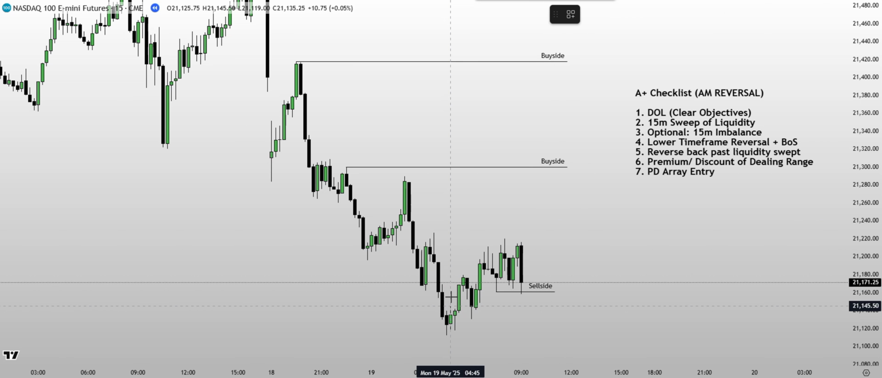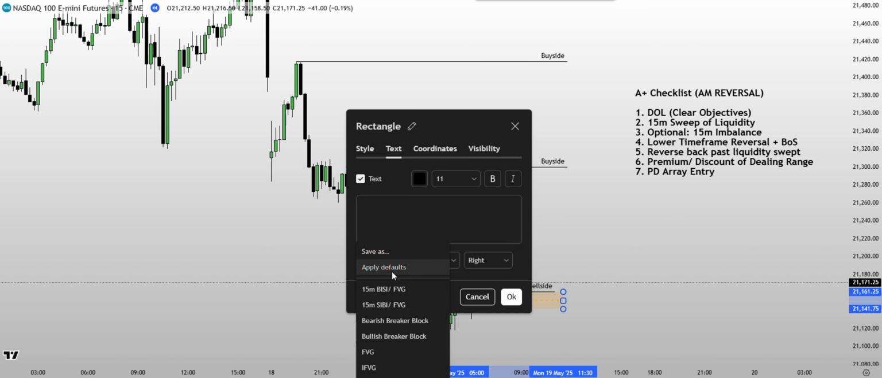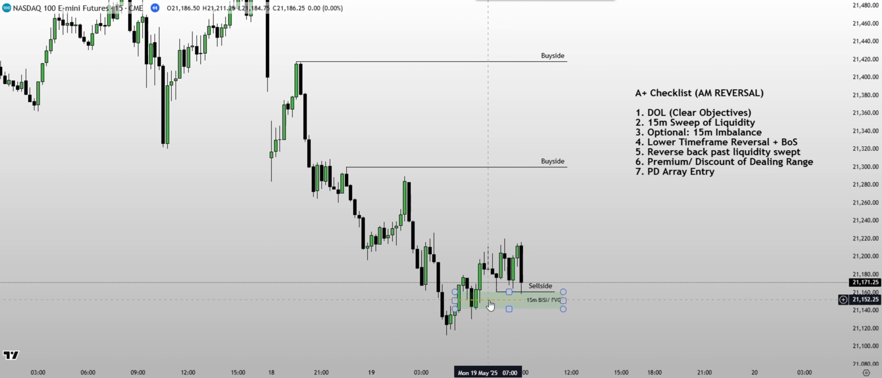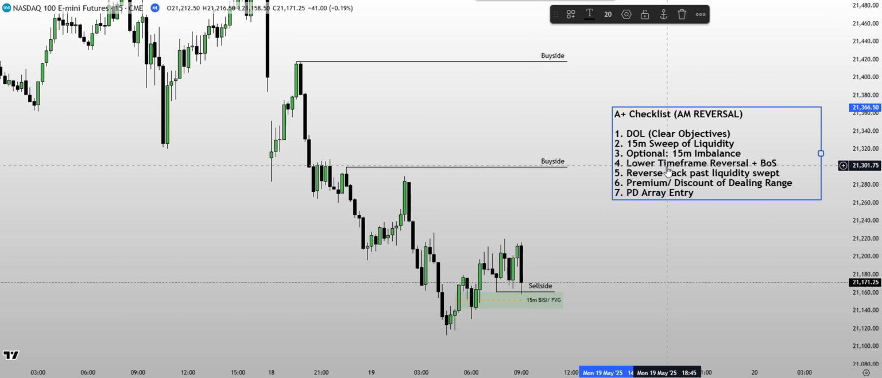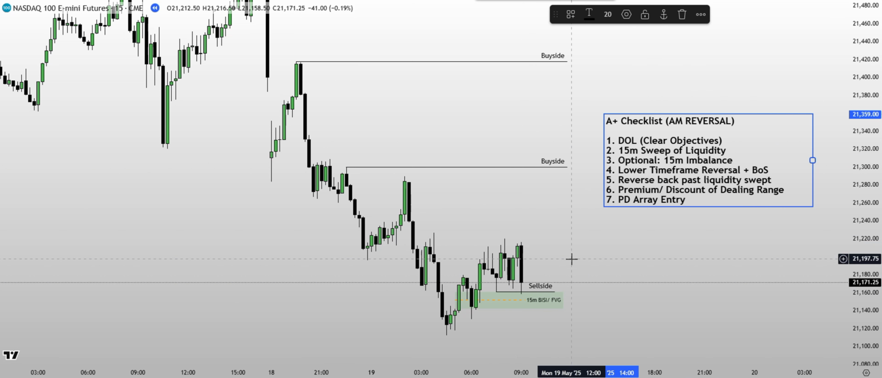What else do we have? We do have a bullish imbalance on the 15-minute that has been respected. Right now, it has been respected this whole time. So option 3 is valid there. We do have step 3 there.